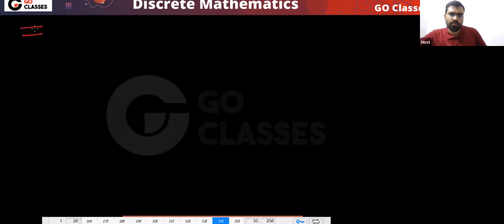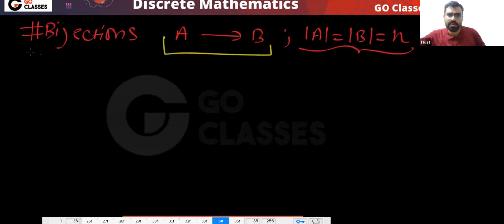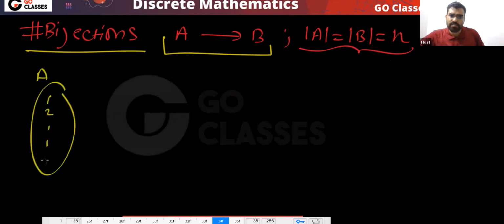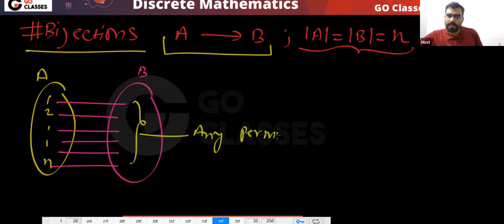So finally, the number of bijections from A to B, where cardinality of A and cardinality of B is equal to n. How many bijections will there be from set A to set B? Very simple. Fix A, you don't change A, but you can do permutations of B. Here you can put any permutation of B.